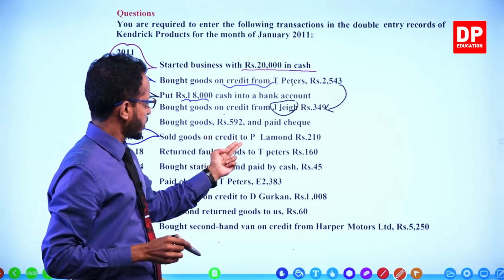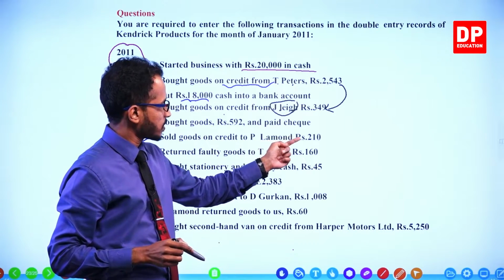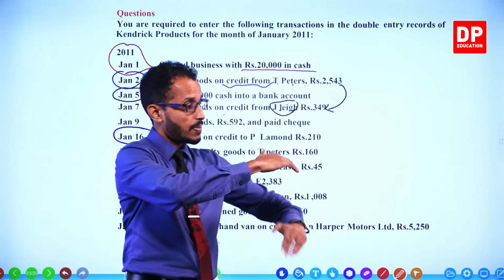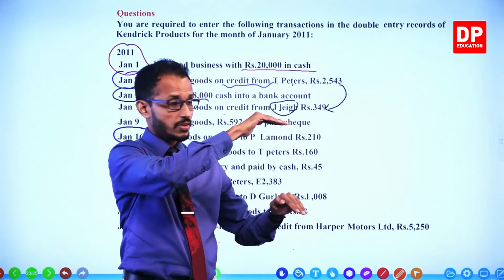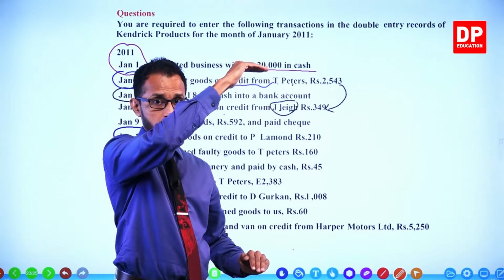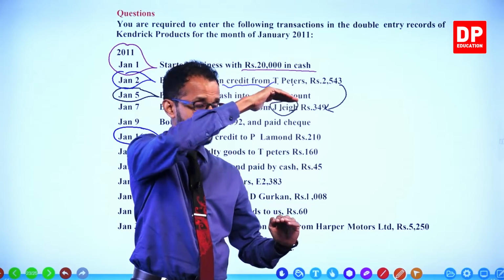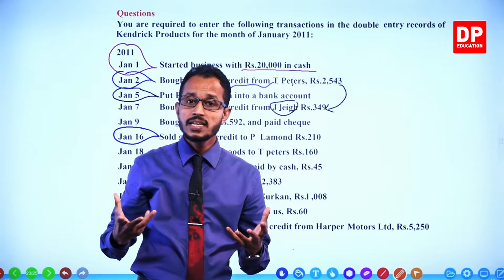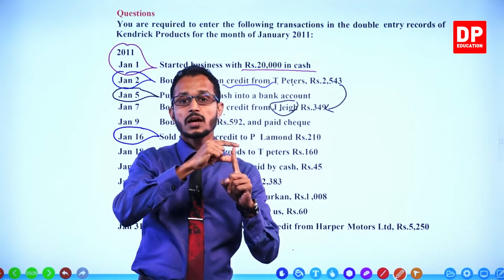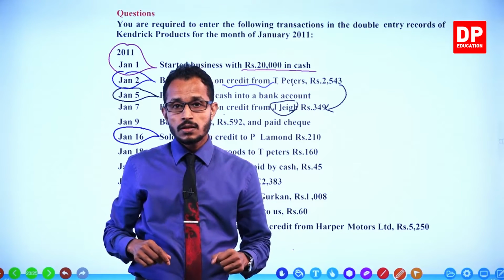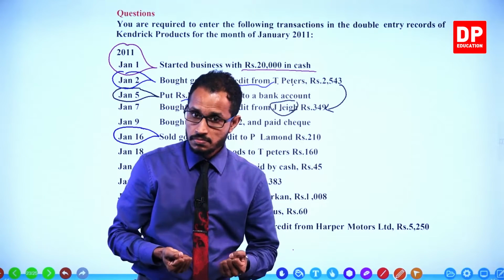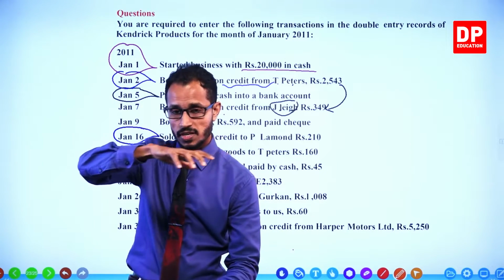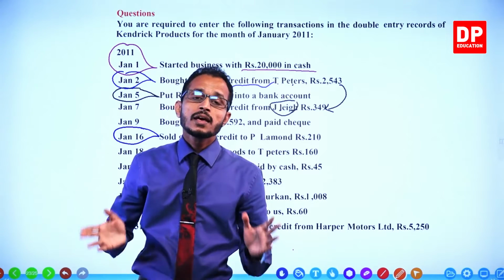Sold goods on credit to P. Layman, rupees 210. Instead of the goods account, when we purchased goods, right, when goods came into the business, we prepared the purchases account. Now it's not purchasing, now it's selling. The goods we purchased, we are selling to our customers.